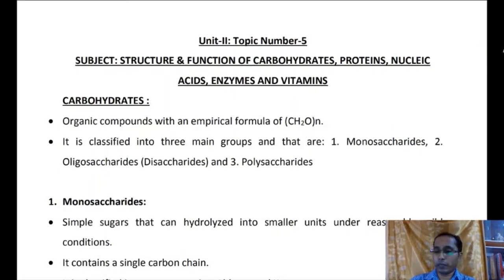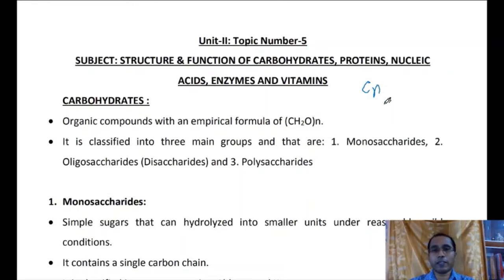First one, carbohydrates. What is the formula of carbohydrates? That is very important. Carbohydrates are organic compounds with an empirical formula of CH2O whole n. That means (CH2O)n. So we can write down the empirical formula this way.